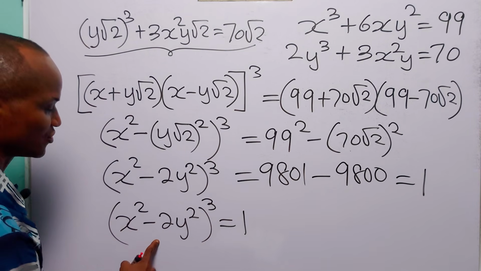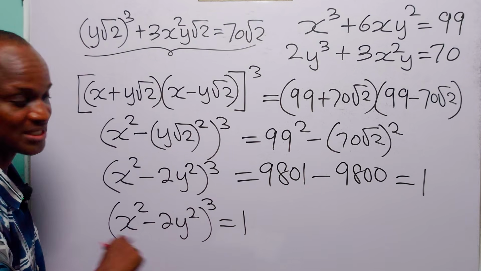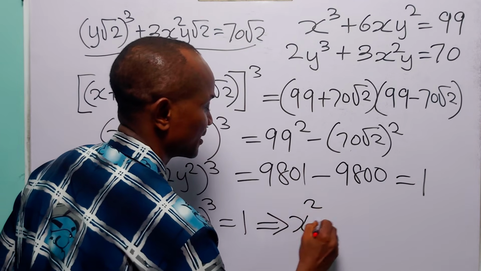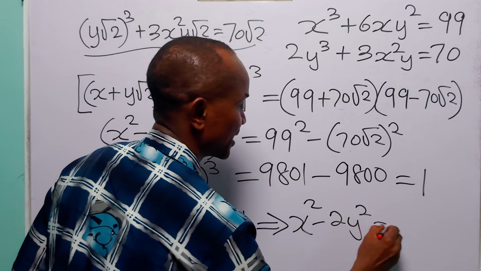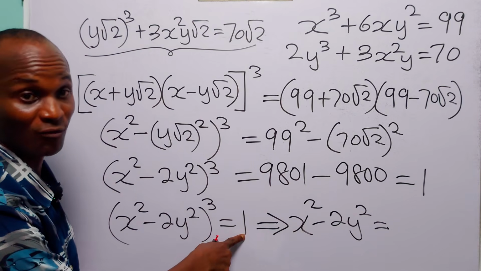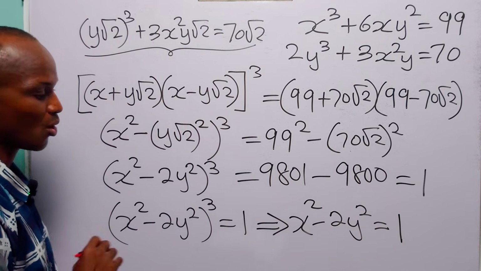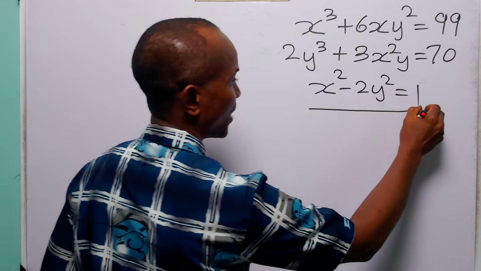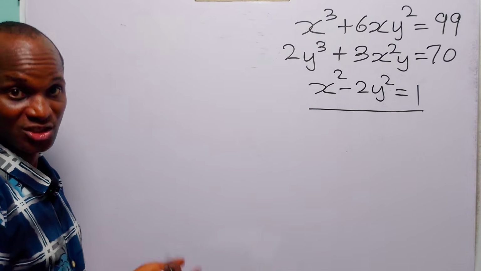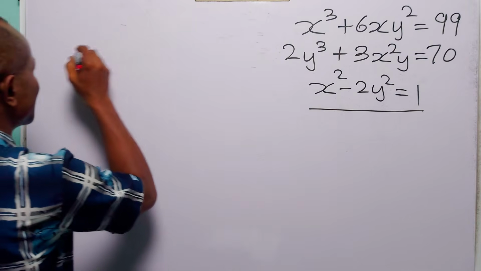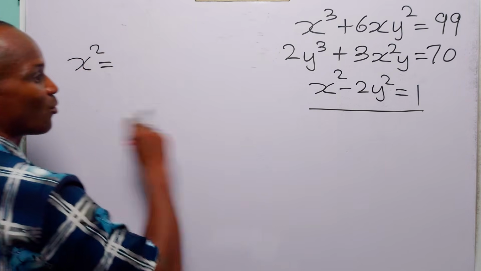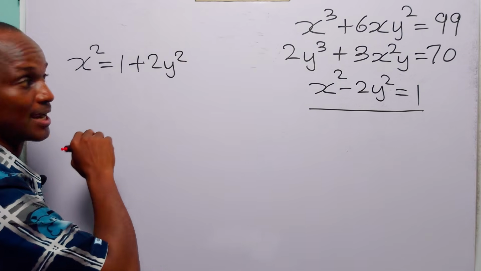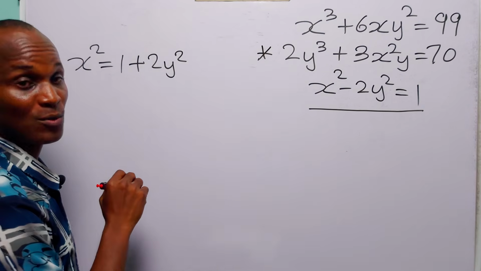Now, the next thing we are going to do is to take cube root of both sides of this equation. When we do that, we find that x squared minus 2y squared is equal to the cube root of 1, which is equal to 1. And now that we have a much simpler relationship between x and y, we can finish the solution with substitution. From here, we have that x squared is equal to 1 plus 2y squared. Now we go back to the second equation.